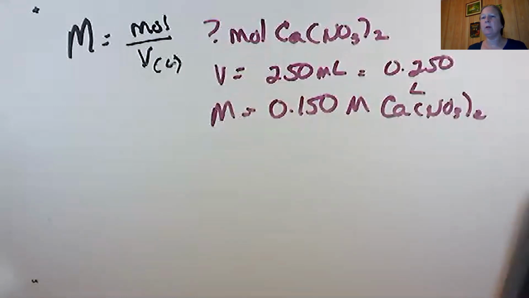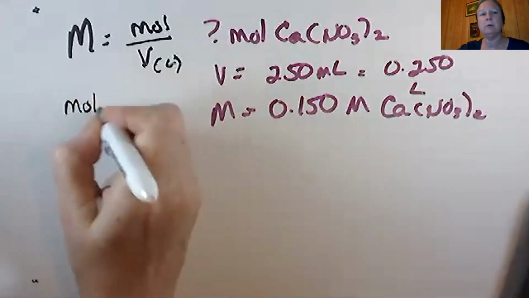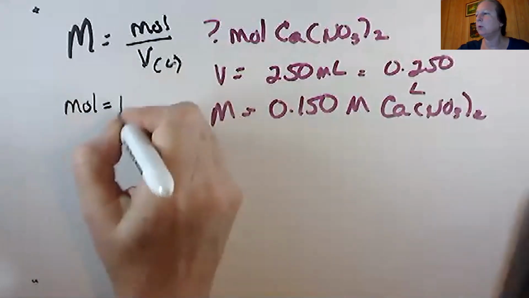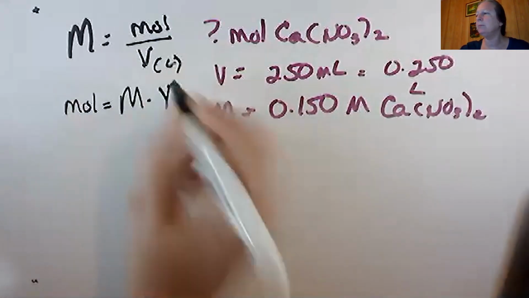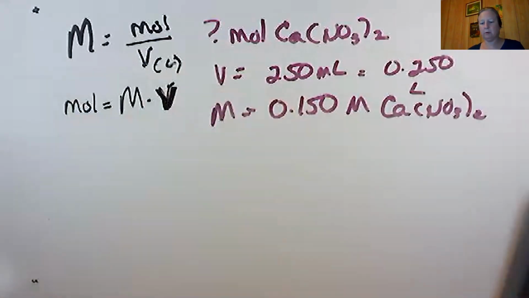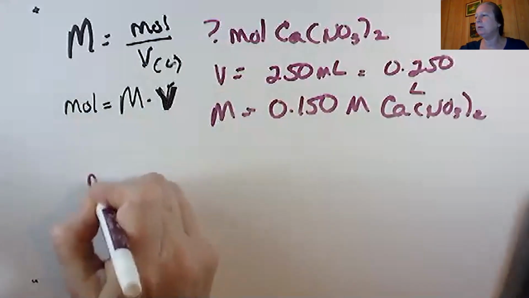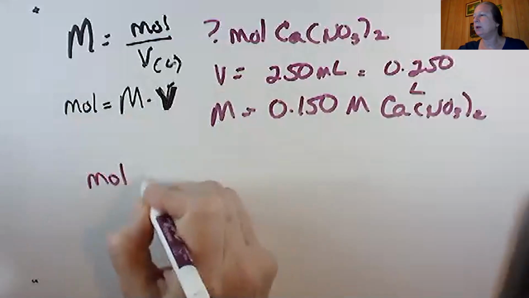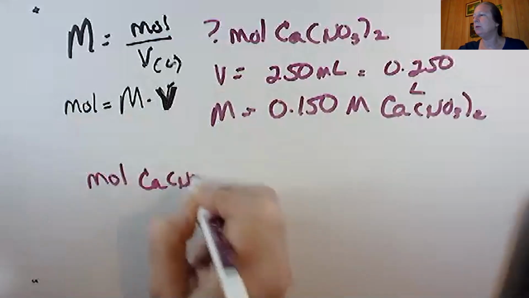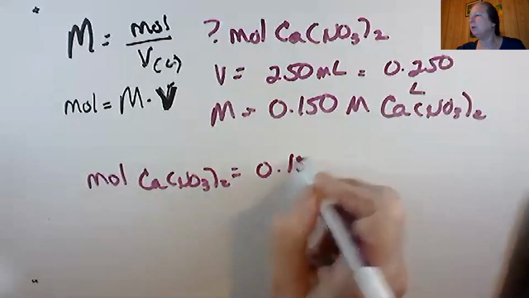So if I'm going to solve for moles, I'm going to rearrange my equation. It's molarity times volume. That is a V. Remembering that its volume is in liters. So can we solve this? Just plug and play. Our moles of calcium nitrate. Molarity, I have 0.150 moles.